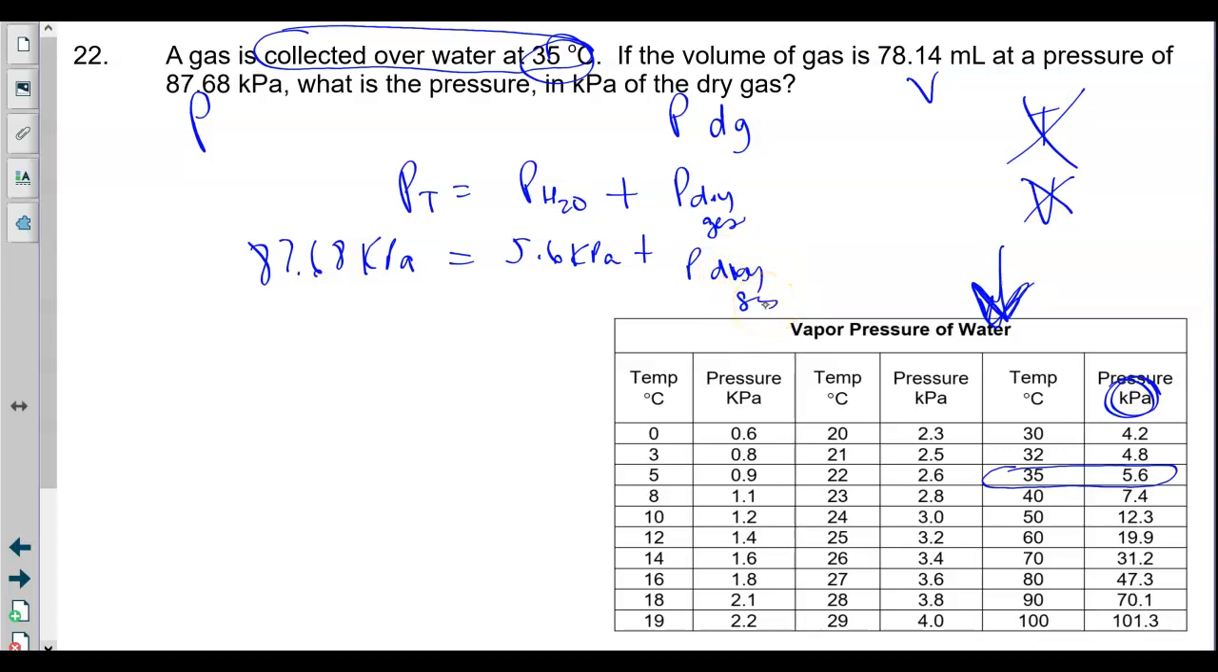So we're going to take 87.68 and subtract 5.6, and we should get our P dry gas to be 82.08 kPa. So again, we did not have to do the V1, P1, T2, V2, P2, T1 formula because we had no change in temperature or pressure that was either given or asked to solve for. So by default, we know we're using the Dalton's law formula as I described here.